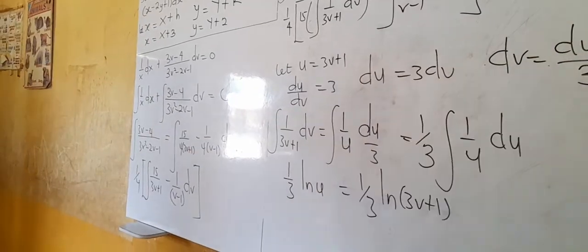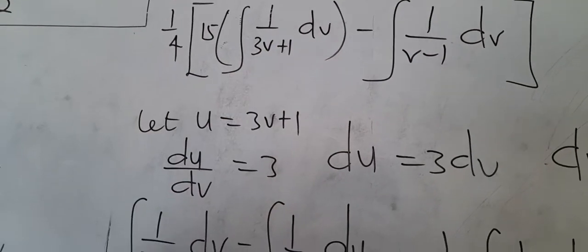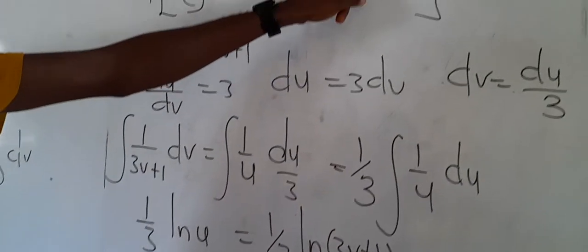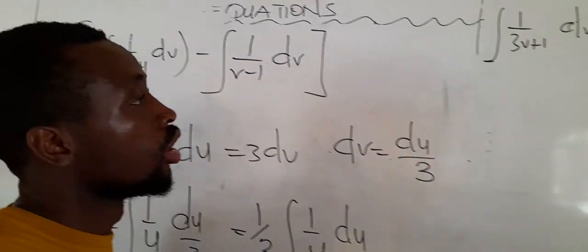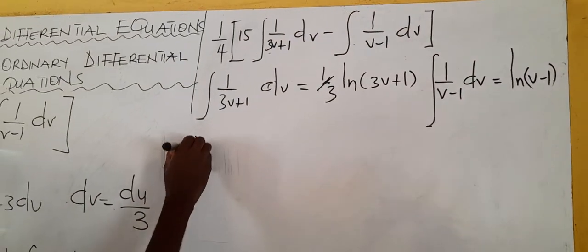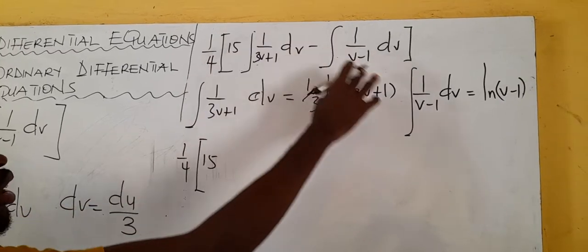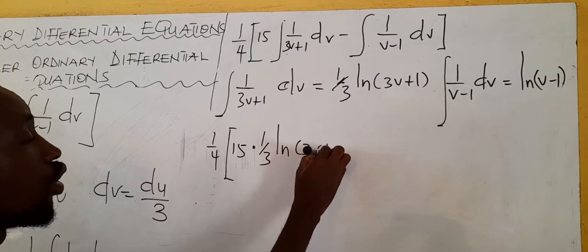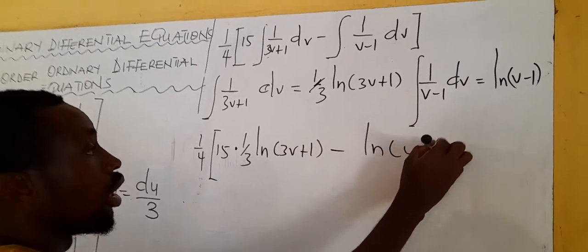So come with me. We're here integrating this, and we pull this out to integrate. So we had this, and in place of this, we substitute this. And remember, the integral of 1 over V minus 1 is ln V minus 1. We are aware of that. So in place of this, we put this, and in place of this, we put that. So we have 1 out of 4, 15. The integral of this is 1 over 3 ln 3V plus 1, minus, what's the integral of this? That will be ln V minus 1.